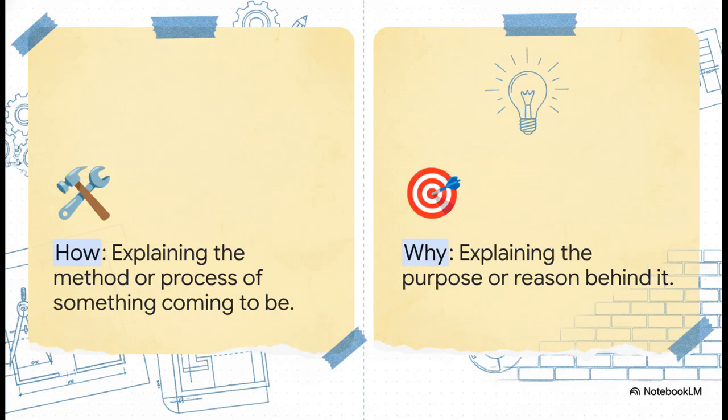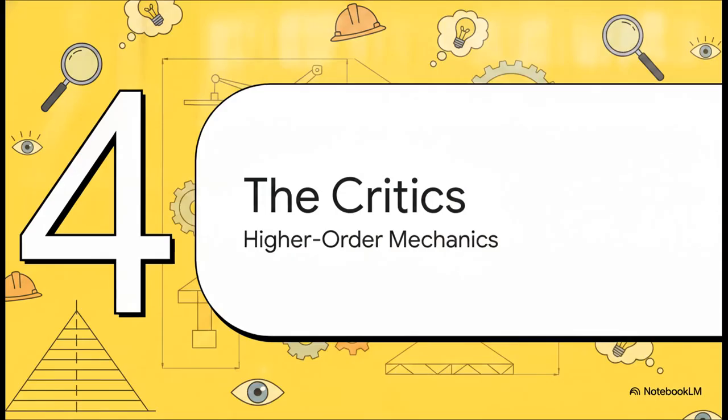For instance, answering how a writer builds suspense means you're explaining their use of short sentences. Answering why means you're exploring the author's grand purpose and making the reader feel panicked. You've got to know which one the examiner is actually asking for. Which brings us to Section 4, the critics, higher-order mechanics.